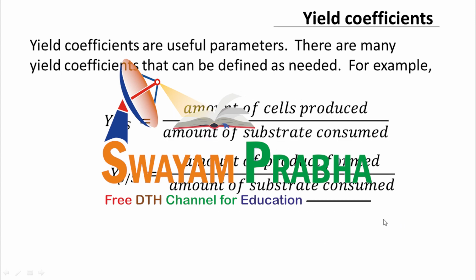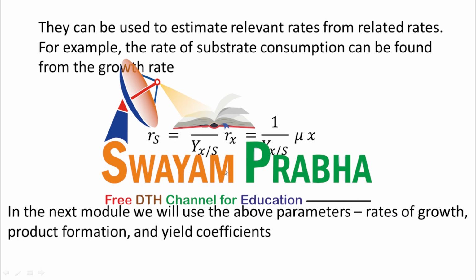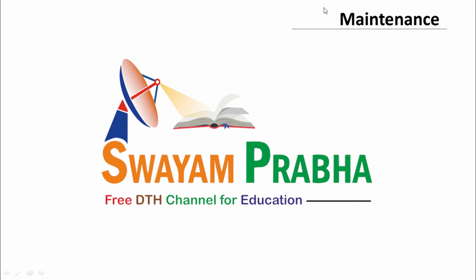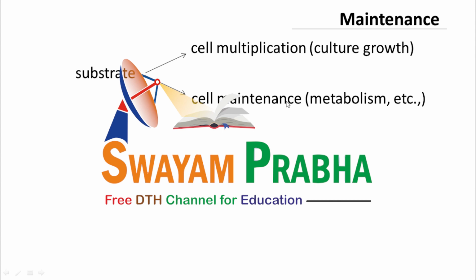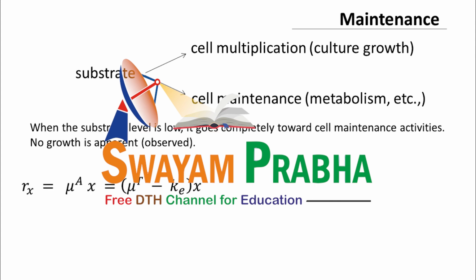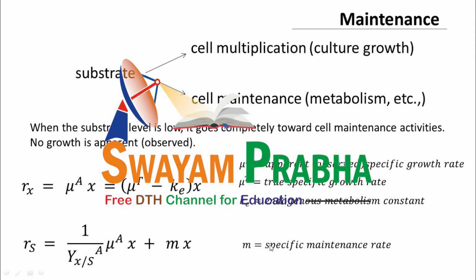Then we looked at what yield coefficients were and how they can be used to interconvert one rate to another rate. Then we looked at the concept of maintenance. The substrate, we said, needs to go towards cell multiplication as well as towards cell maintenance of metabolism, transport, genetic processes, and so on. So that is taken into account, especially when the substrate concentrations are low, and some ways of taking them into account have been given here.